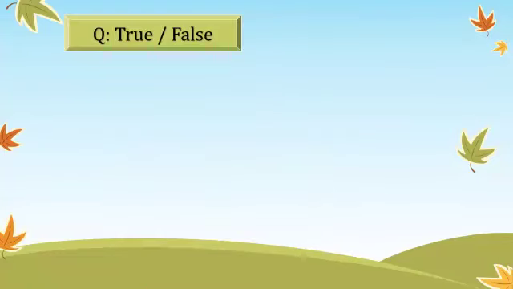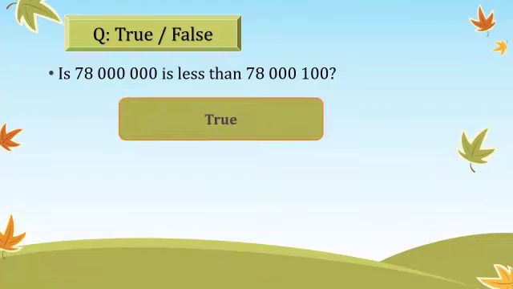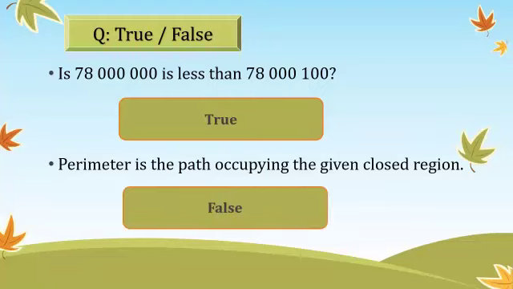Moving on, we have write true or false. Our first question is: 78 million is less than 78 million and 100? Since you know that 78 million is the smaller number and 78 million and 100 is the greater number, your answer is true. Next question is: perimeter is the path occupying the given closed region. It is false. Why? Because perimeter is the path surrounding the given closed region.